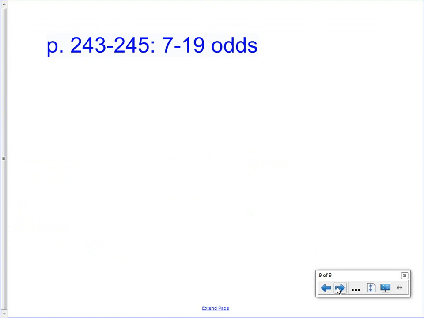All right, let's try some problems on page 243 and 245, 7 through 19, the odds. And if you have any questions, please ask.